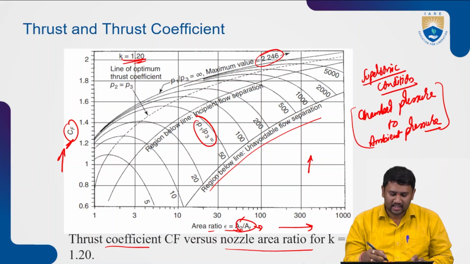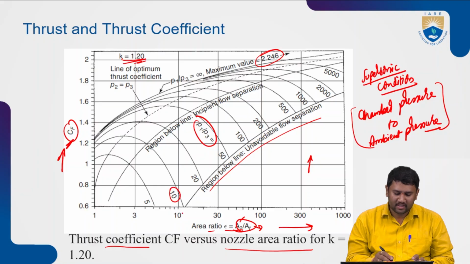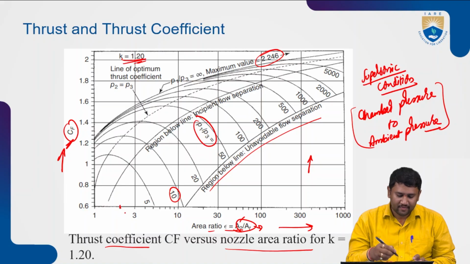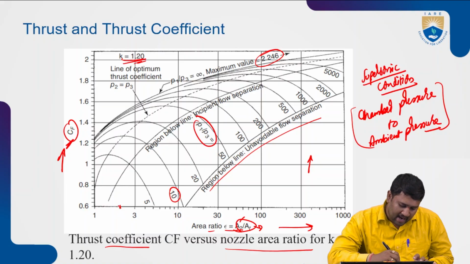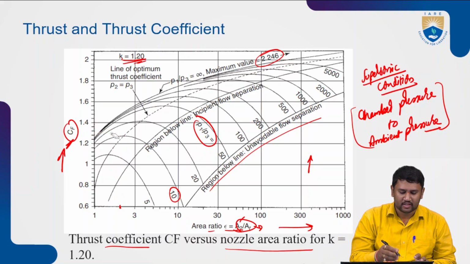So as the area ratio increases, although the thrust coefficient, that is CF, increases for a particular region, let's consider a pressure ratio of 10. What happens for an area ratio of approximately between 1 to 1.5, right? What happens? You are getting a maximum amount of thrust coefficient.